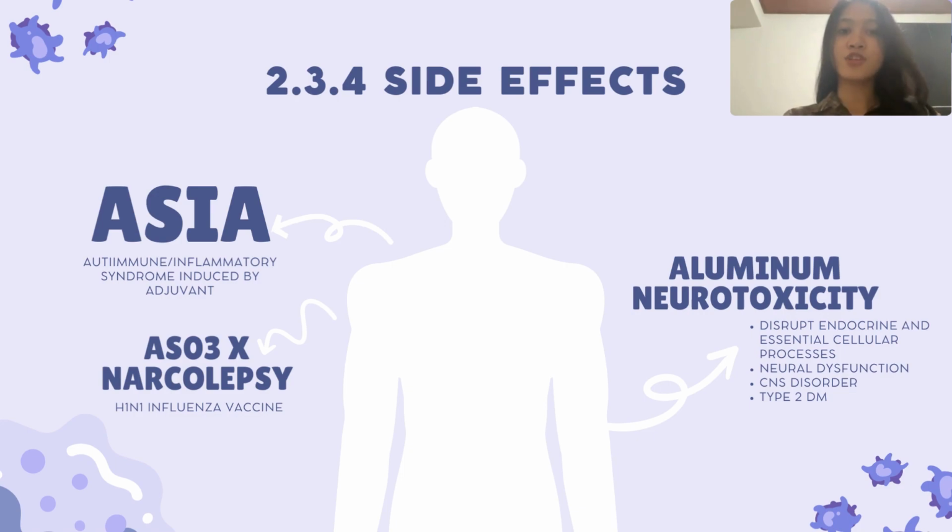Side effects also occur in specific adjuvants. For example, aluminum neurotoxicity may disrupt endocrine and essential cellular processes and may also trigger immune inflammatory processes in the brain that lead to long-term neural dysfunction and severe central nervous system disorder. Aluminum also activates the NLRP3 inflammasome pathway that triggers type 2 diabetes. Besides that, AS03 adjuvant also has a possible association with narcolepsy when used in the H1N1 influenza vaccine.